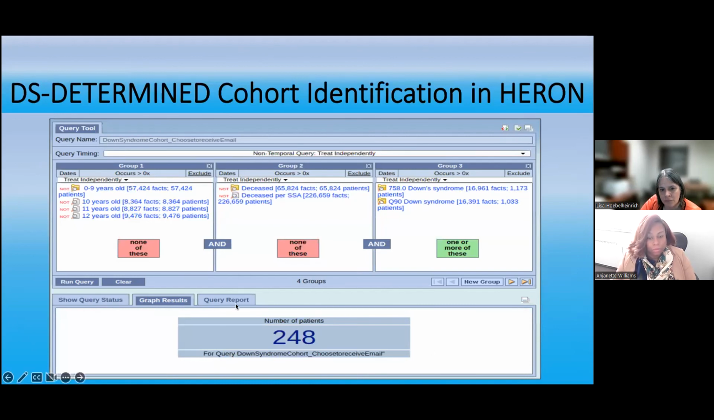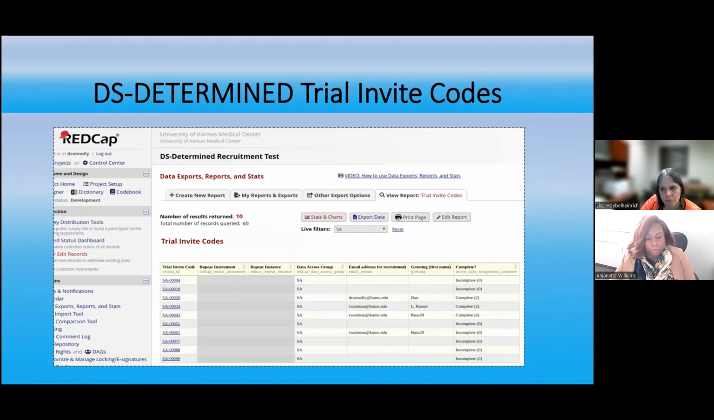And here is how we identified the cohort. And this is how the trial invite codes are sent. And all the while, this is a 4-site trial. Site A is KUMC, and we have MU, Alina Health, and University of Pittsburgh who are also participating, KU being the central site, which is managing all these emails that are going out.